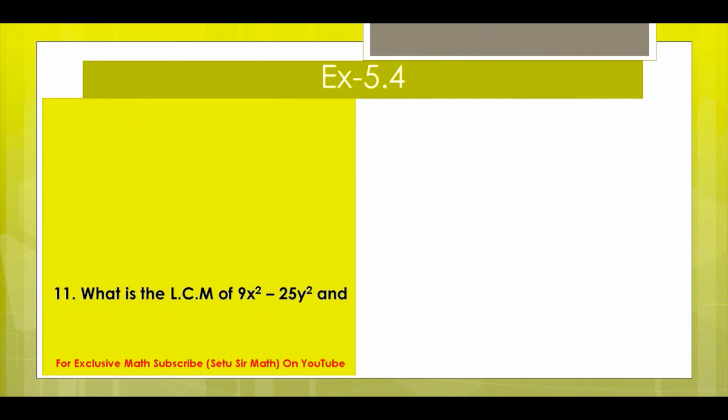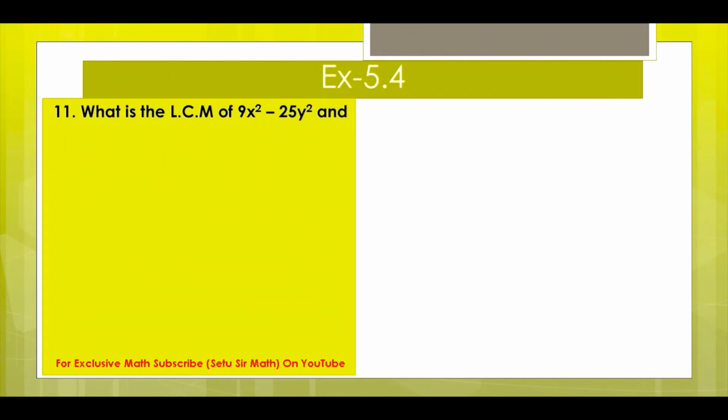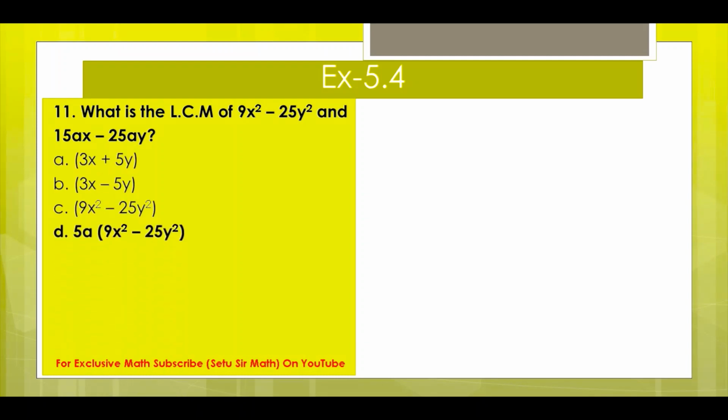Now number 11: what is the LCM of 9x square minus 25y square and 15ax minus 25ay? These are the options. So option D is our desired answer. So let's see the explanation.